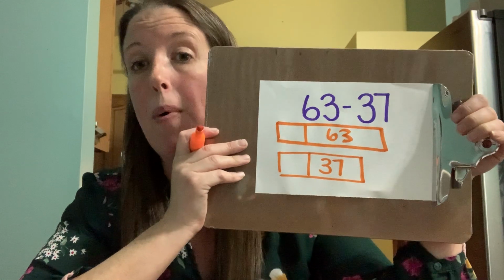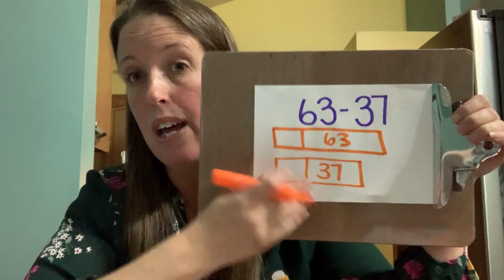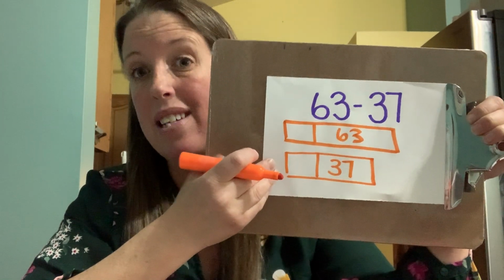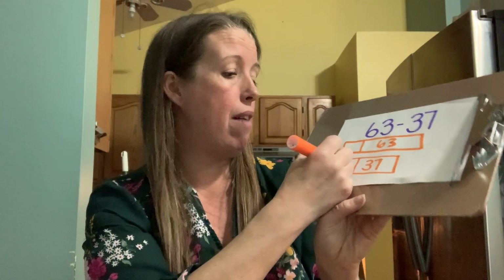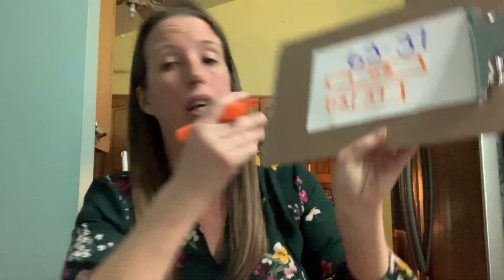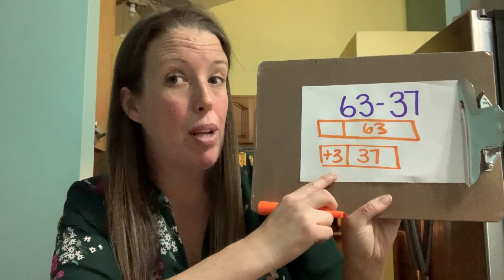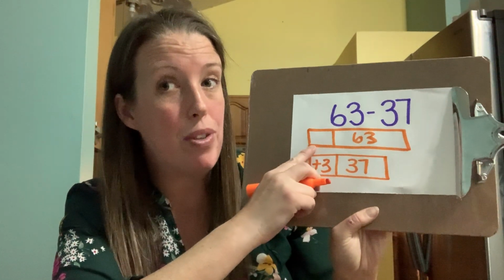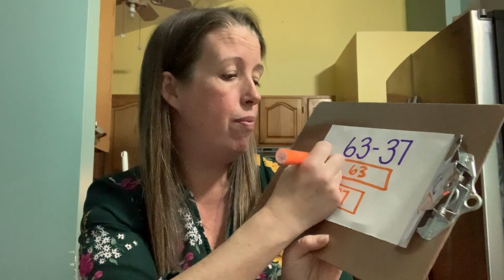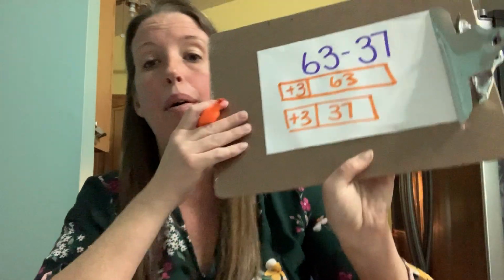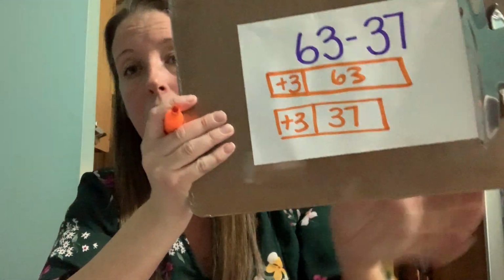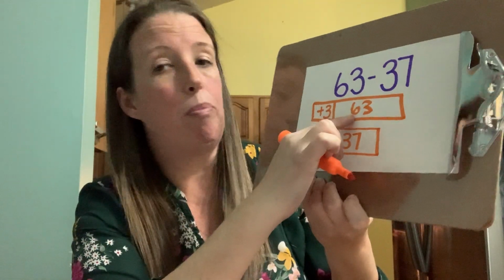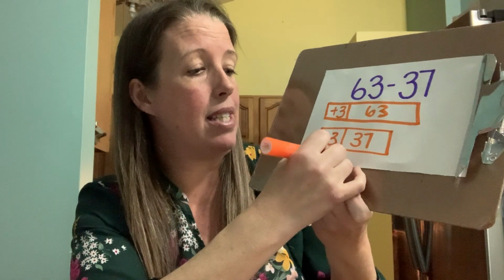So how many more do I need to add to 37 to bring it to 40? I need to add 3 more. 37 plus 3 will get me that friendly, easy 40. So if I did that to my 37, guess what I have to do to my 63? Add 3. And now I'm ready to write my new equation. Well, 63 plus 3 is 66.